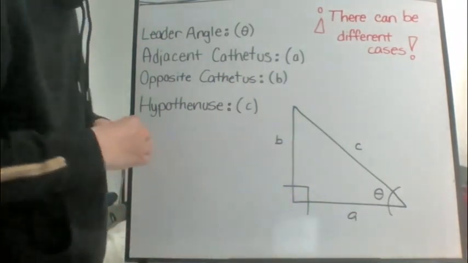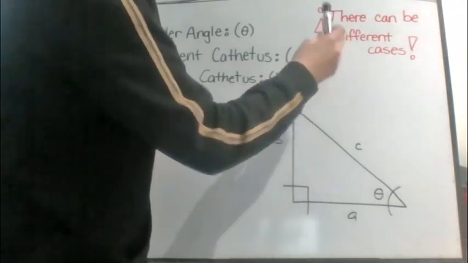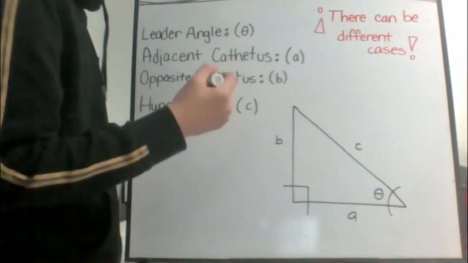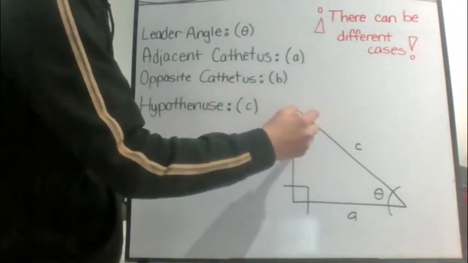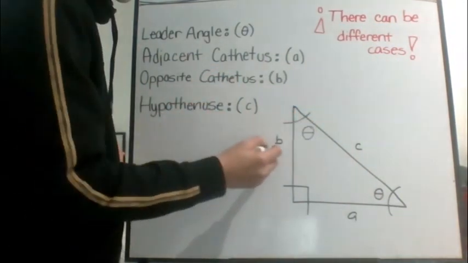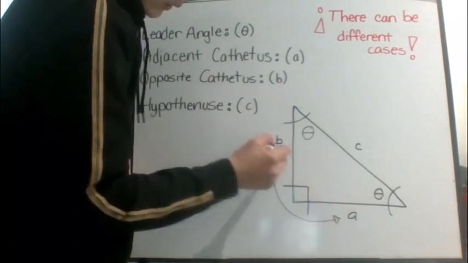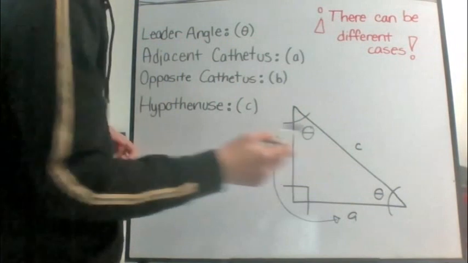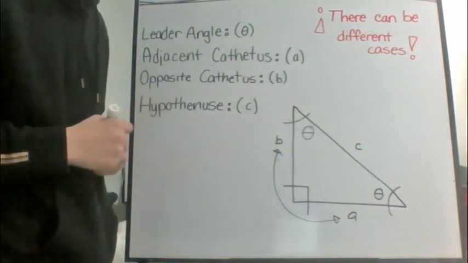Also, we have to know that there can be different cases in which this leader angle can be placed. So in this case, we have to switch these two, because we know that the adjacent leg has to be beside the leader angle.